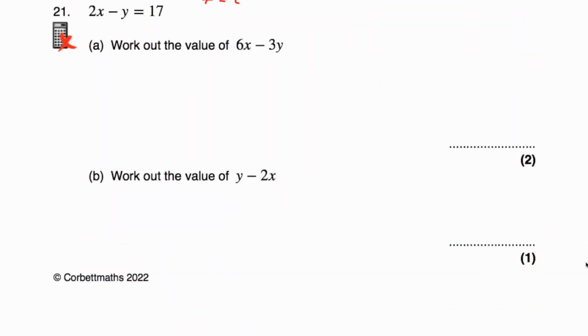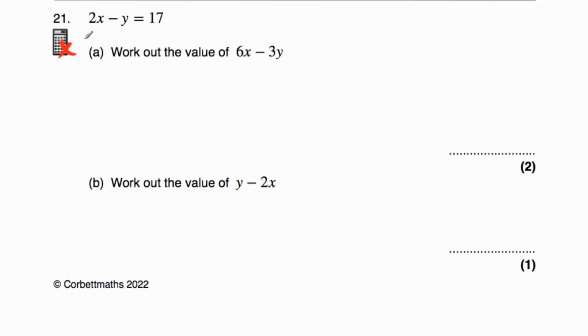Okay, question number 21. So in question number 21, it's a bit different than the ones we've done so far, where we're told that 2x minus y is equal to 17. I've been asked to work out the value of 6x minus 3y.